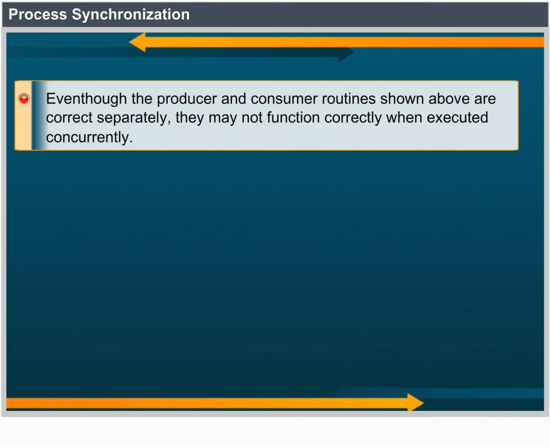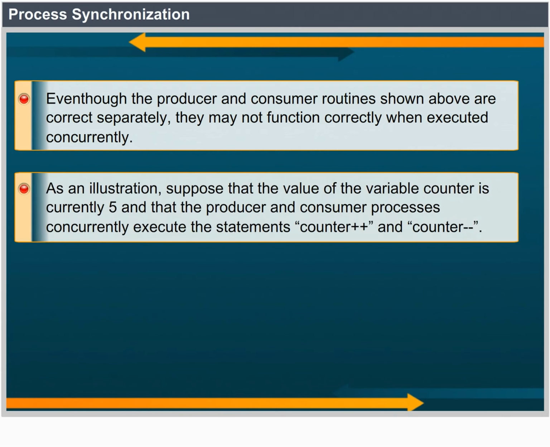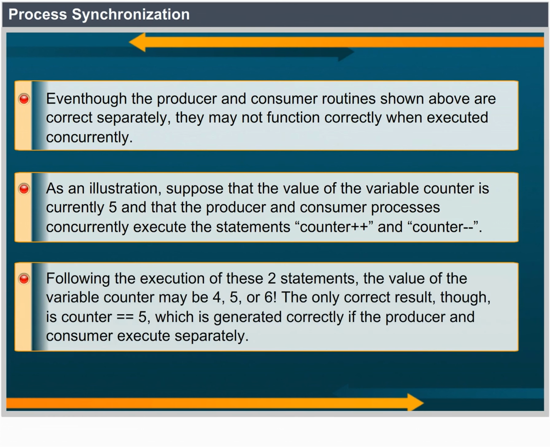Although the producer and consumer routines shown above are correct separately, they may not function correctly when executed concurrently. As an illustration, suppose that the value of the variable counter is currently 5 and that the producer and consumer processes concurrently execute the statements counter++ and counter--. Following the execution of these two statements, the value of the variable counter may be 4, 5, or 6. The only correct result, though, is counter equals 5, which is generated correctly if the producer and consumer execute separately.